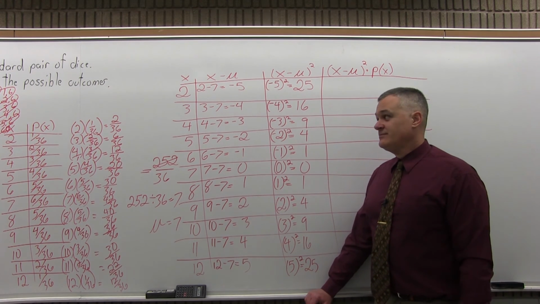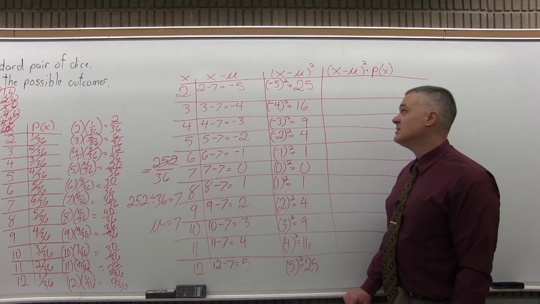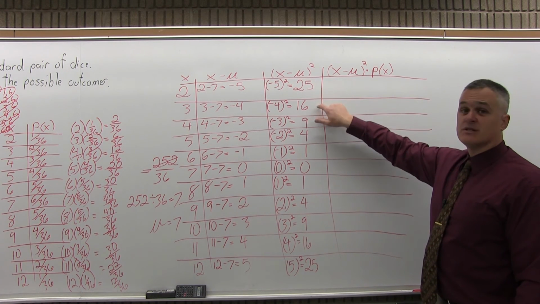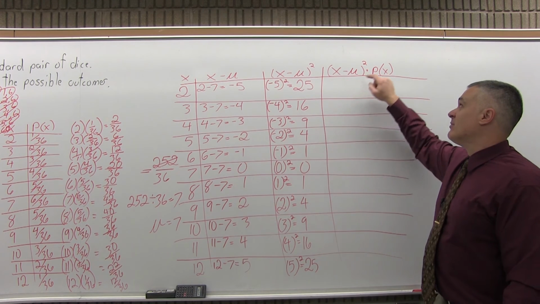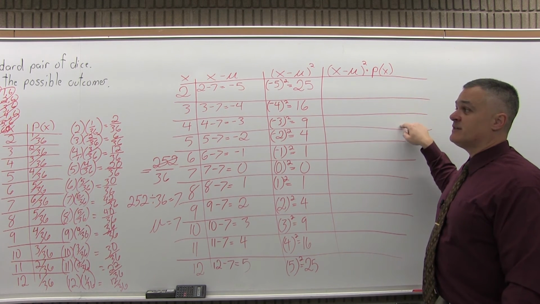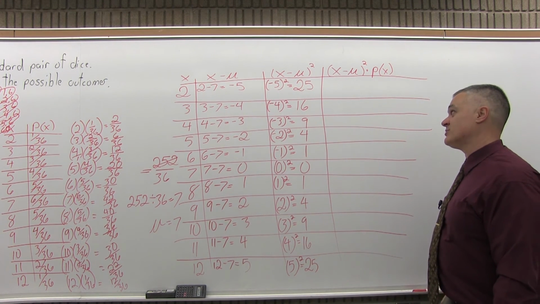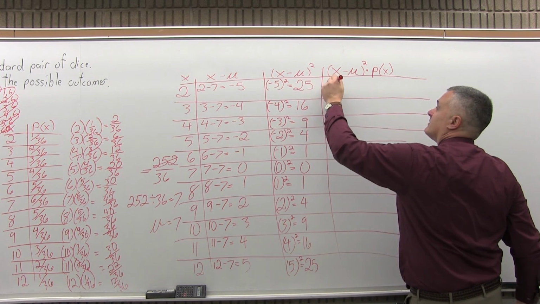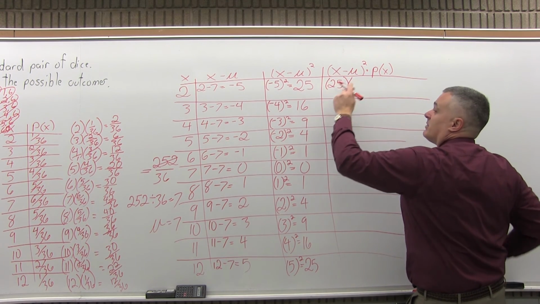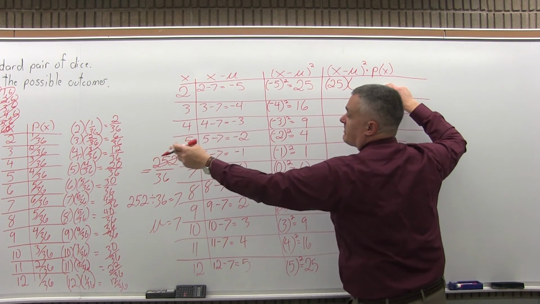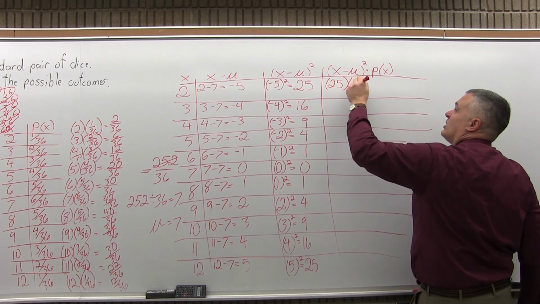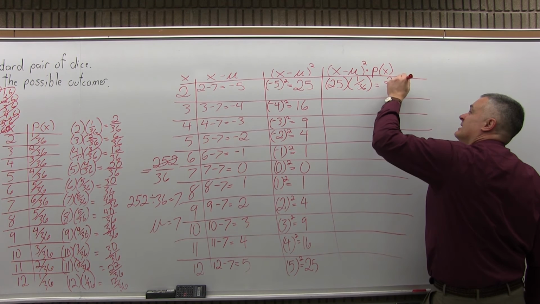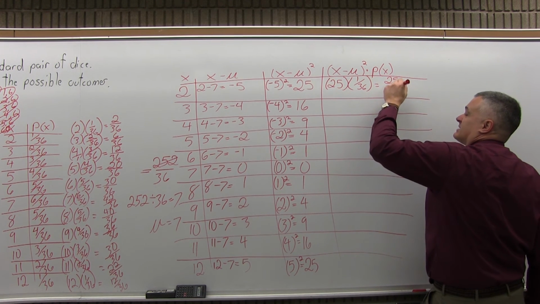So now what I have to do for the last column is take the x minus mu second power answers I got in the previous column and multiply each one times the probability for that row in the original probability distribution. So in the top row, x minus mu second power is 25 times the probability for rolling a 2. So way back from the probability distribution, that's 1 over 36. So 25 times 1 over 36 is 25 over 36.